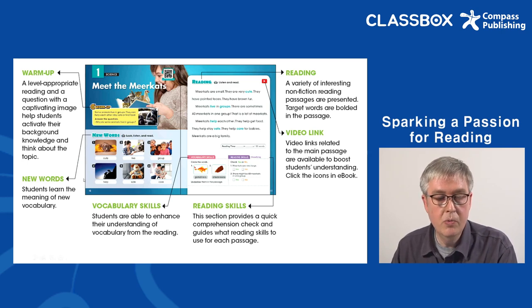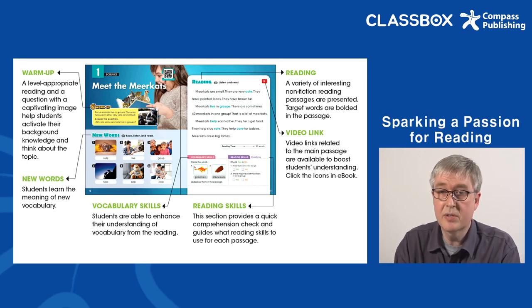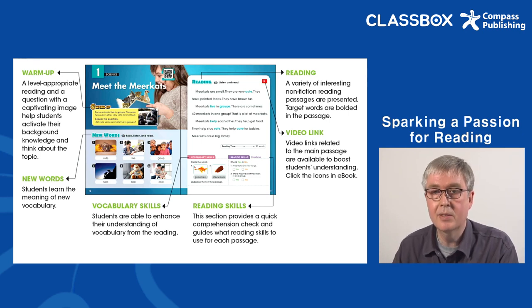So the new words, after they lead into the topic, are front-loaded. We teach them the important content words. For the lower levels, that's about 6 to 8 words. For the higher levels, it's more like 10 to 12 words. Those words are all highlighted in the text as well, so it helps students to recall that they've learned that word. Then at the end of the reading, there's a section for them to write down their time so they can focus on building their reading speed. Also, we've got little corners about reading skills, vocabulary skills, and reading skills.